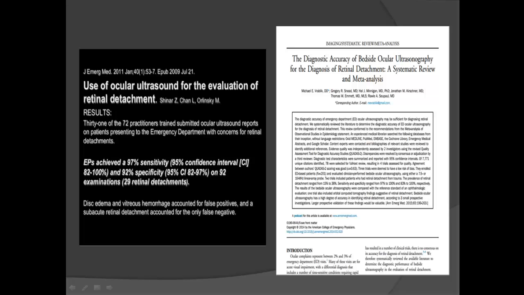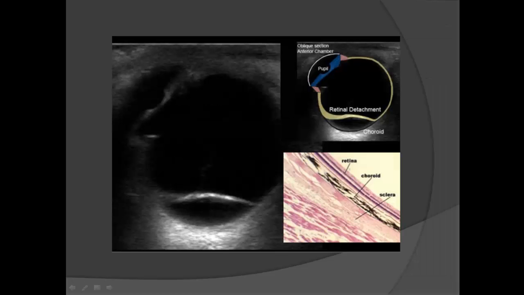done within the ED. There was a meta-analysis done in 2014 of bedside ultrasound in the ED to diagnose retinal detachment, and it also showed a high sensitivity and specificity for ED physicians to be able to diagnose retinal detachment with ultrasound. So what are you looking for on ultrasound when you suspect there may be a retinal detachment?